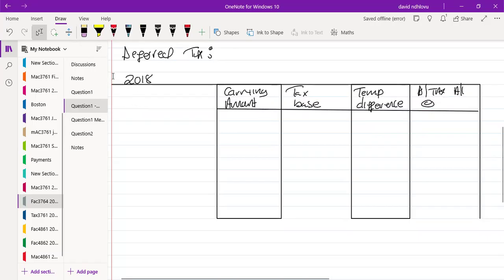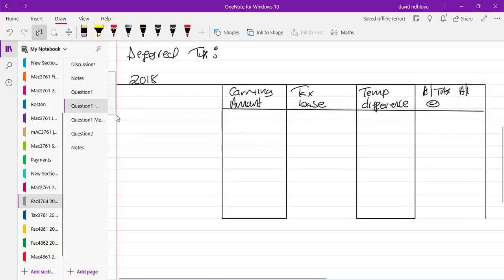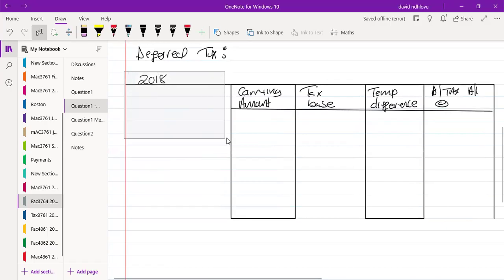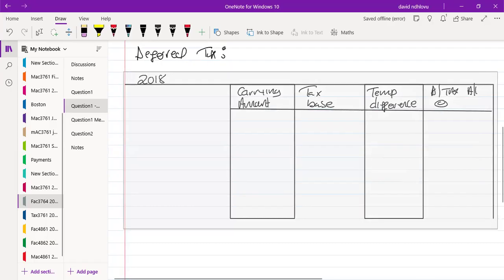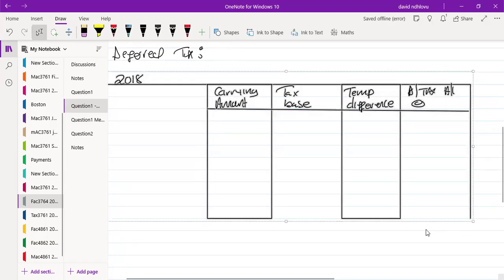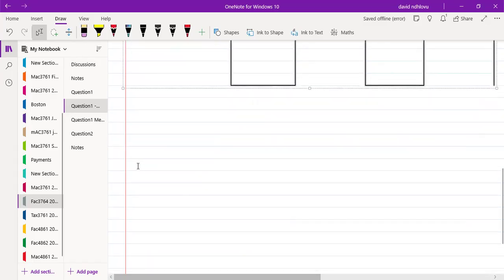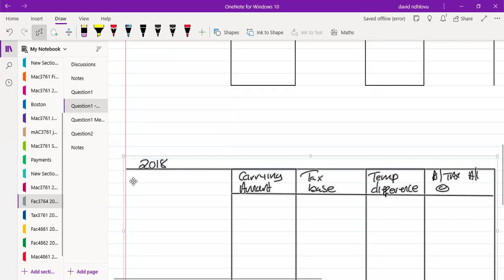So what I want to do, I will copy this also for the year 2019. So you have to have 2 separate tables, one for the prior year and one for the current year. So our current year in this question is 2019. All right, so we have the same for the year 2019.